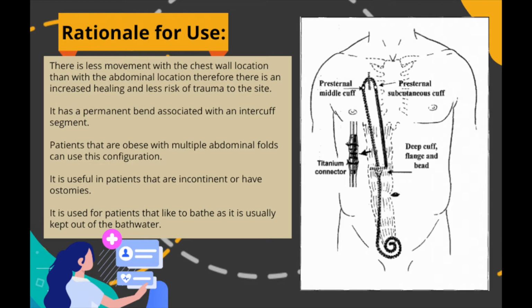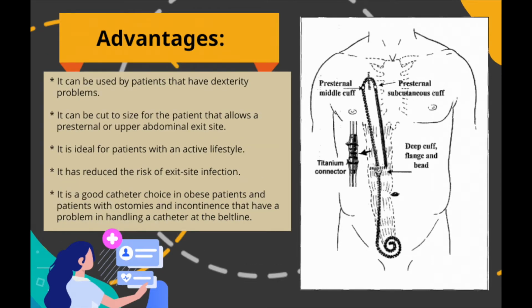Patients that are obese with multiple abdominal folds can use this configuration. It is useful in patients that are incontinent or have ostomies. It is used for patients that like to bathe, as it is usually kept out of the bathwater. The advantages of this catheter are the following.